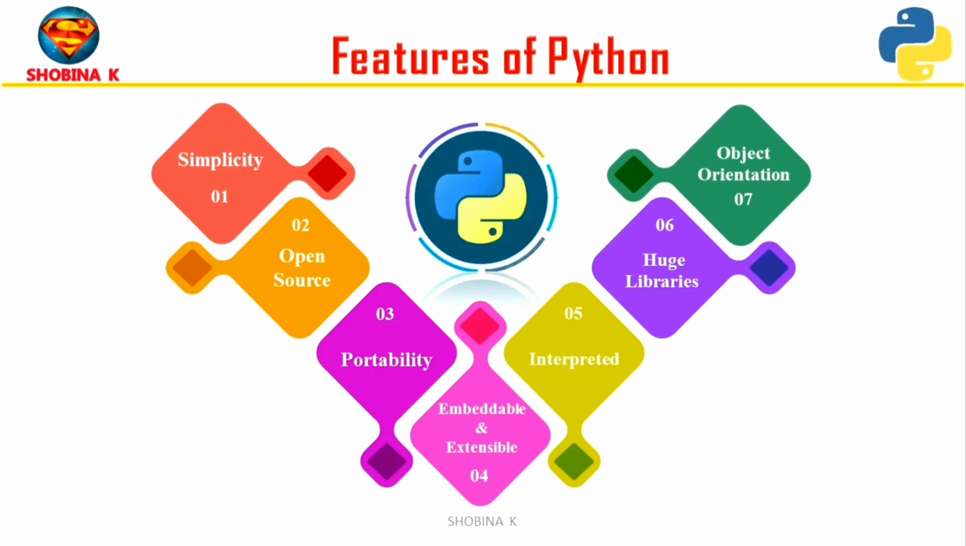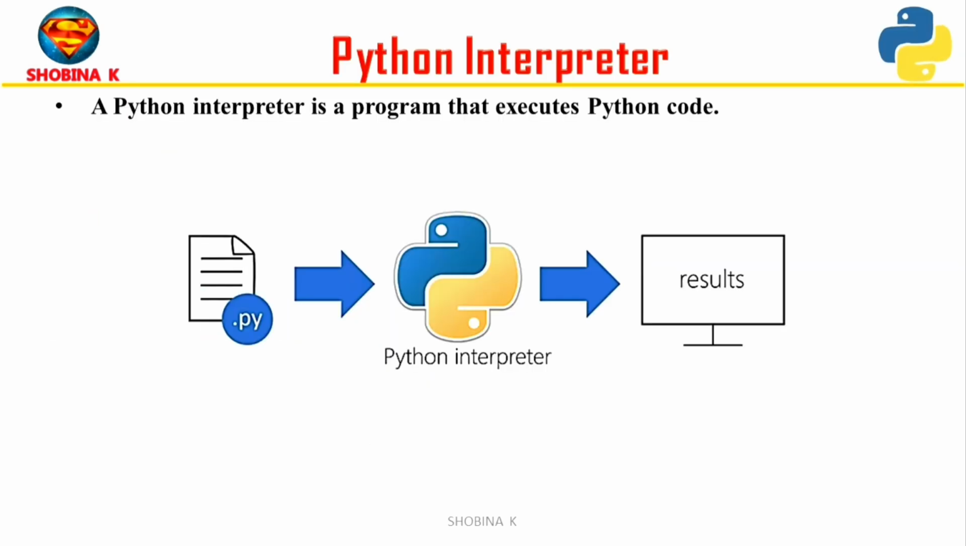Now let's see Python interpreter. Python interpreter is your code's personal translator. Python interpreter is a program that understands and runs your Python code. It reads the instructions you have written and makes them understandable to your computer. It is a middleman between you and your computer.